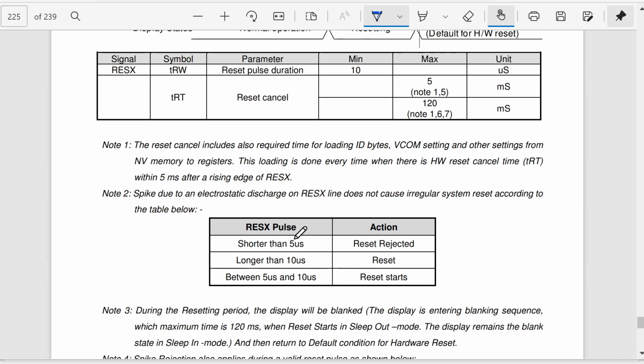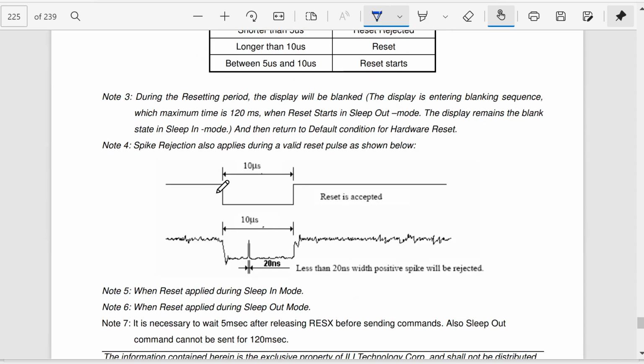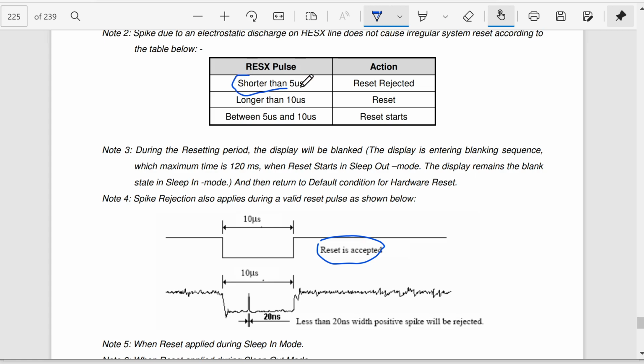If we reset shorter than 5 microseconds, the reset will be rejected. Longer than 10 microseconds, we'll reset the system. Between 5 microseconds and 10 microseconds, the reset starts. Okay? The picture is very clear. So for the reset signal, it needs to be greater than 10 microseconds, then the reset will be accepted. Positive spikes will be rejected. So we cannot reset less than 5 microseconds. This is for the reset signal, we need to know.